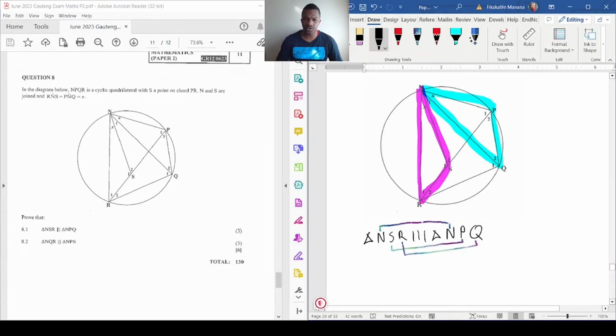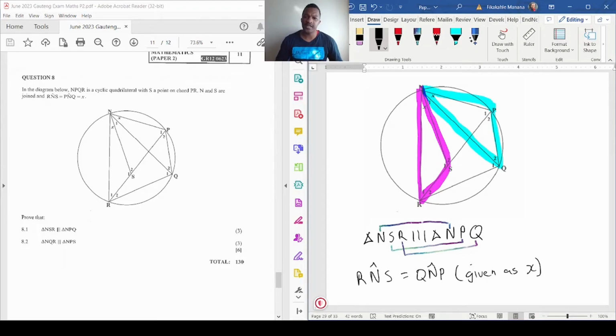So what I'm going to do is start with the N to prove that this N is equal to that N. Can I prove it? Yes, and they are given. So I can say angle RNS is equal to angle QNP, and the reason is it's given as x.